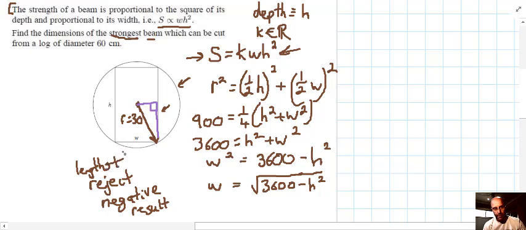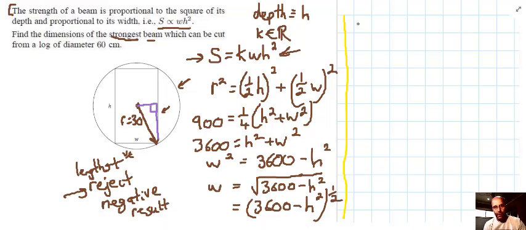Lengths are positive, so we reject the negative result. So I'm only talking about the positive of that square root. Now, because we're talking about optimization here, we're going to use calculus at some stage, so it may be easier to write this in index form. So that'll all be to the power 1/2.